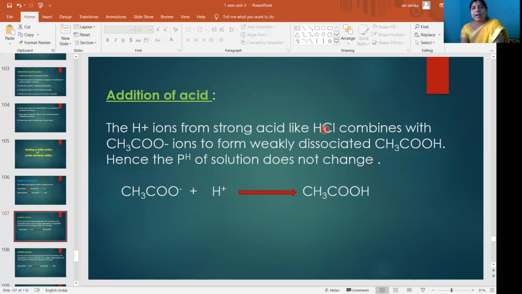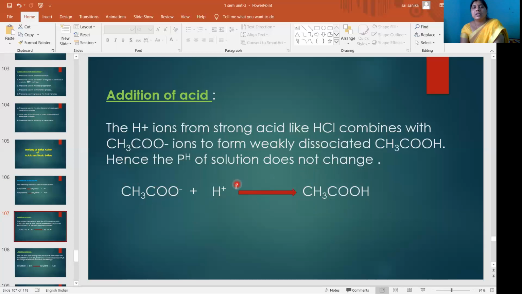That means when you add this HCl to the above mixture, this H plus ion combines with CH3COO minus and forms CH3COOH. It is weakly dissociated, so there is no change in the concentration of H plus ions. Whatever acid you are adding combines with CH3COO minus and is converted into CH3COOH, which is weakly dissociated.